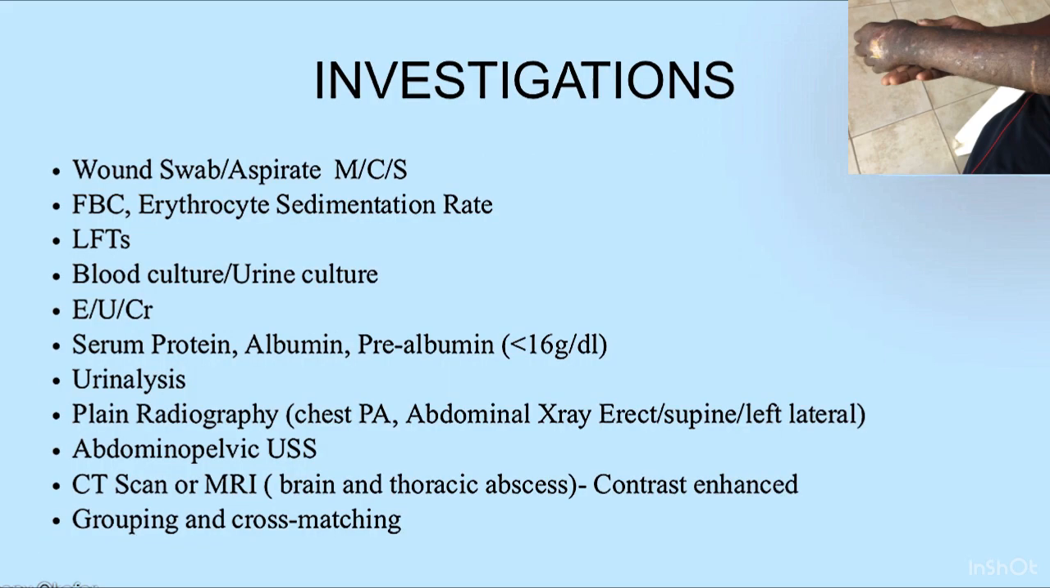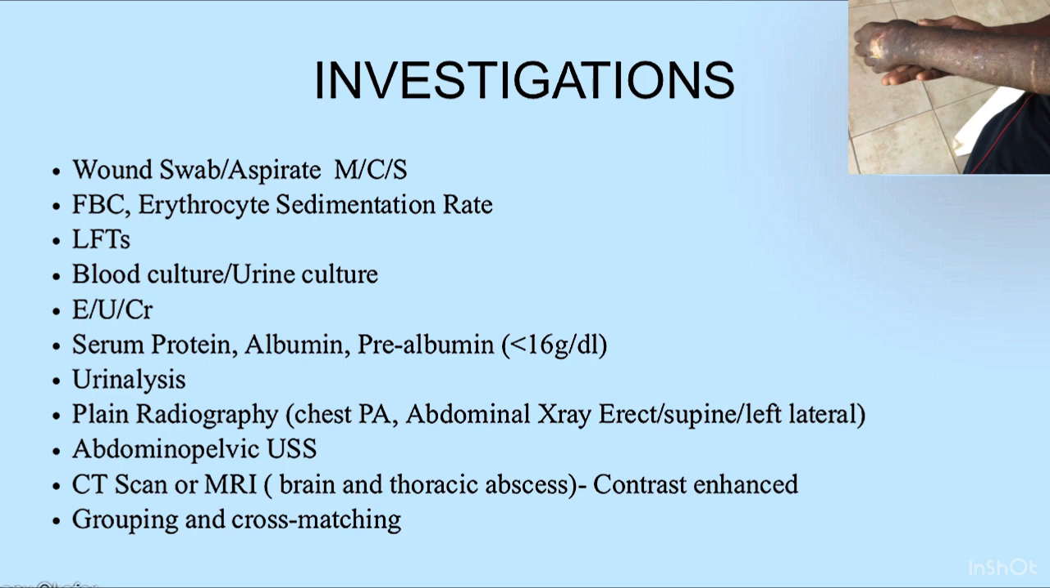So investigations that can be carried out: we have bone swab or aspirate for MCS. This would help one to isolate the organism. Then for full blood count, there will be leukocytosis, the patient might be anemic, and there will be elevation of the differentials, particularly neutrophils. The erythrocyte sedimentation rate and C-reactive protein could also help, and they will be deranged. Blood culture in patients who have overwhelming sepsis, in order to isolate the organism as well. Urine culture as well, in order to isolate the organism.